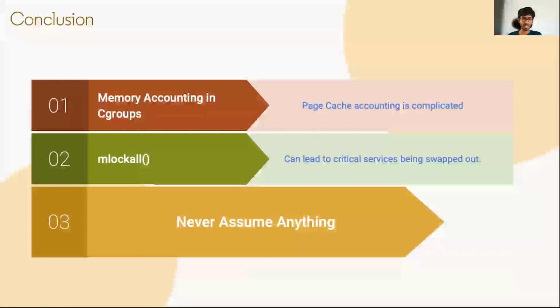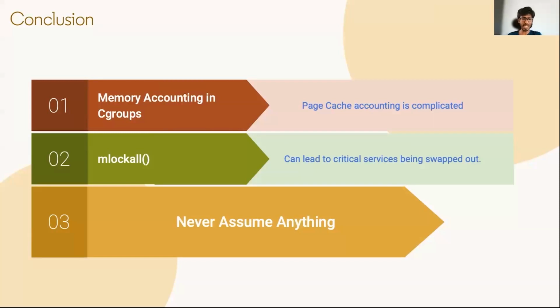So what did we learn? First point, memory accounting in cgroups and how page cache accounting works is pretty complicated. When using cgroups with applications that are heavy on page cache usage, always be careful not to depend on the cgroup metrics for memory reporting. They might not tell you the whole story.